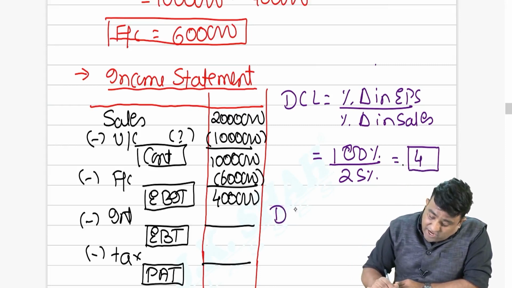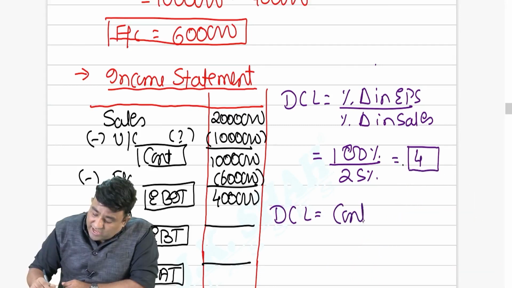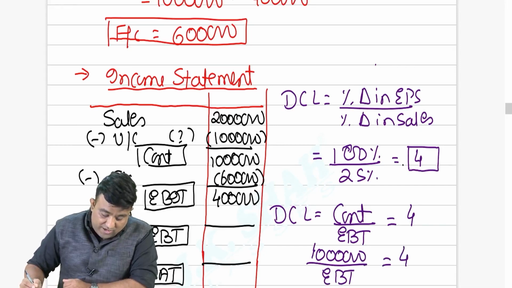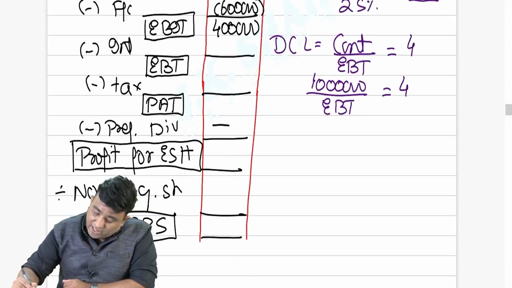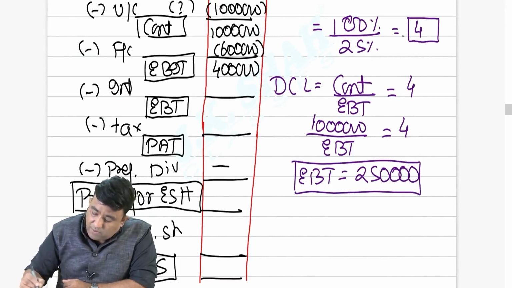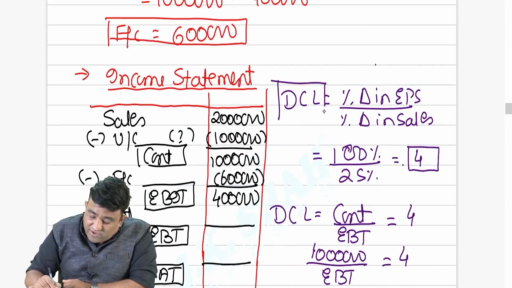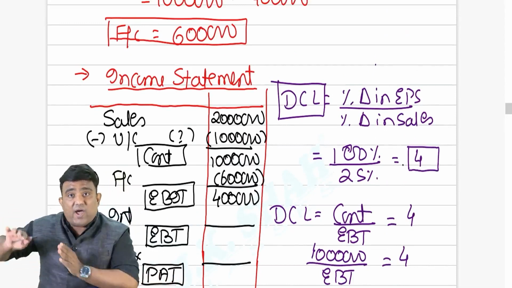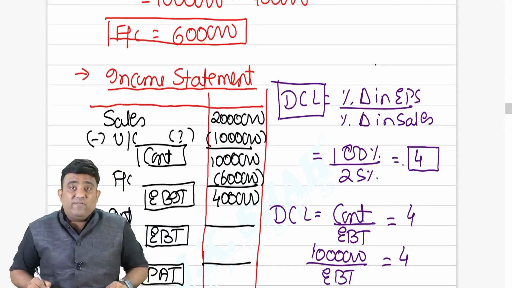Now, with the help of degree of combined leverage, I can calculate contribution upon EBT. Yes, no? And this is 4. Do we have contribution? 10 lakh. Yes. Do we have EBT? No. This is 4. That means, can I calculate your EBT? Yes. That EBT will be 2,50,000. Very, very important application of combined leverage. This was an indirect way of giving you combined leverage, that due to change in sales by 25%, EPS will change by 100%, and that gives you combined leverage 4.